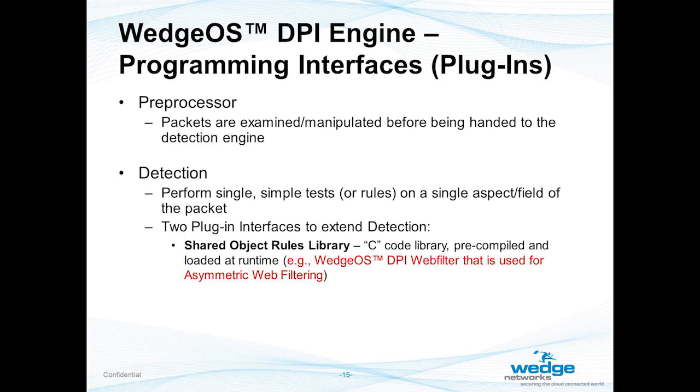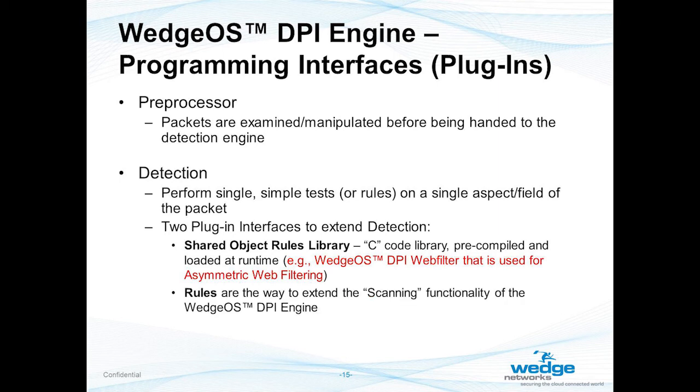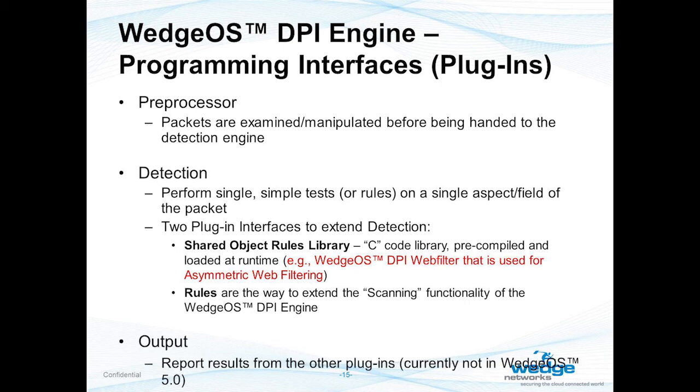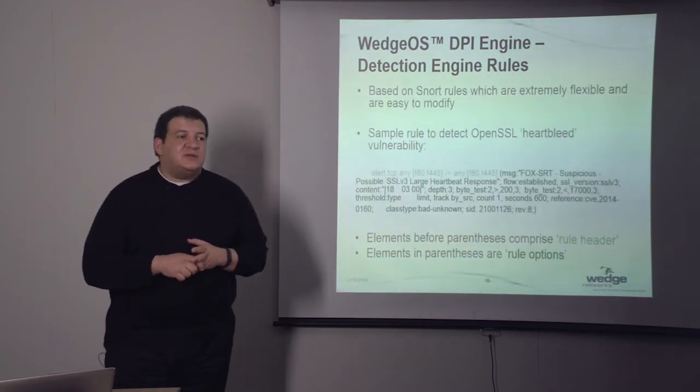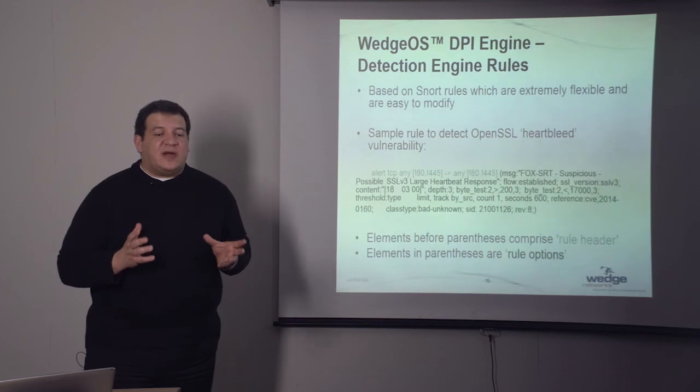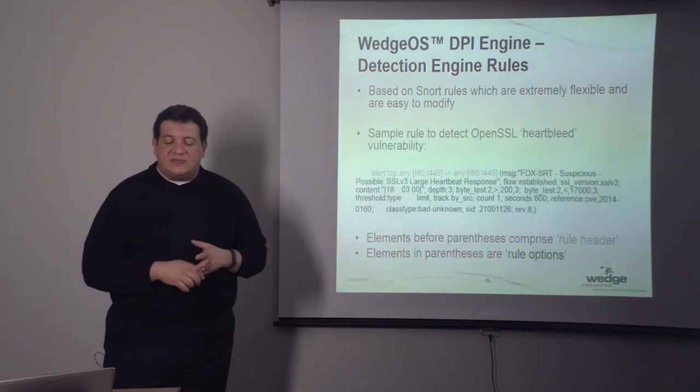And in our case, we have the shared objects rules library, where we can go and build new code. It's actually using a C code library. Again, it uses the Snort syntax. So if you're familiar with Snort, you can do so right away. Or you can type in your typical rules, which would follow the Snort syntax. And then we have the output, which reports results from other plugins. Now, the detection engine rules are, in fact, out of the box, our engine supports the Snort syntax.